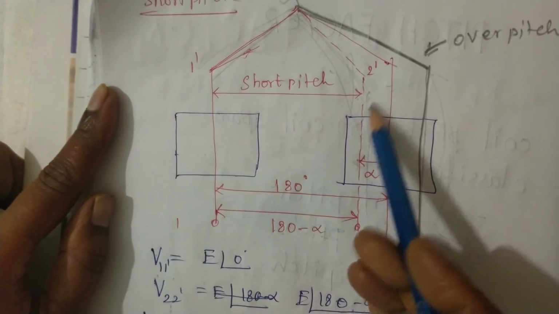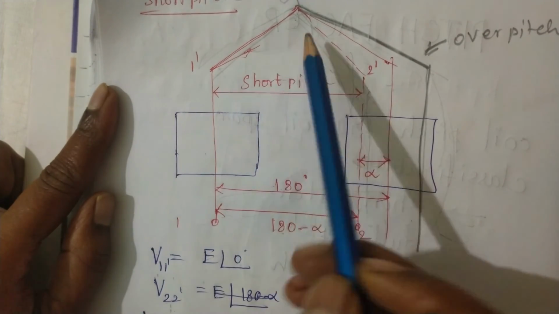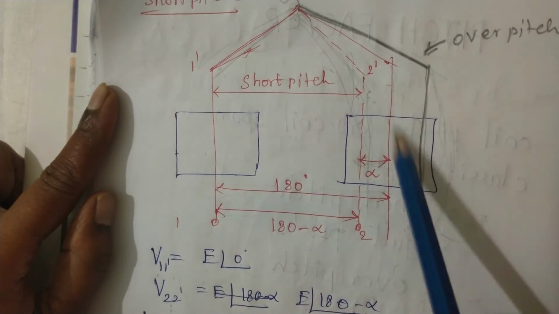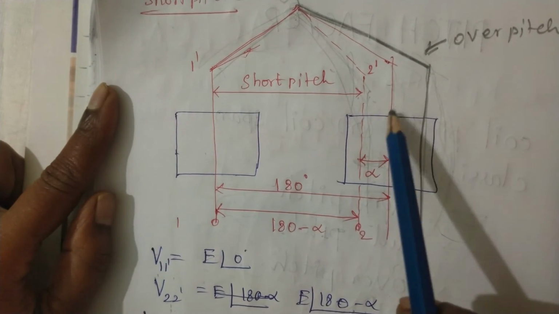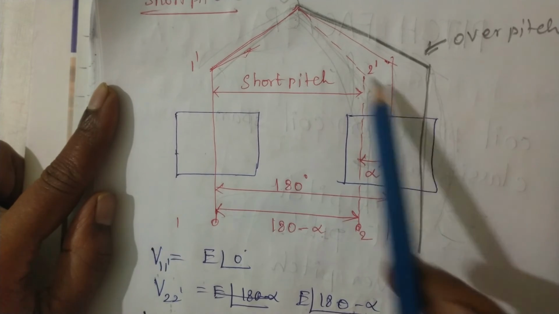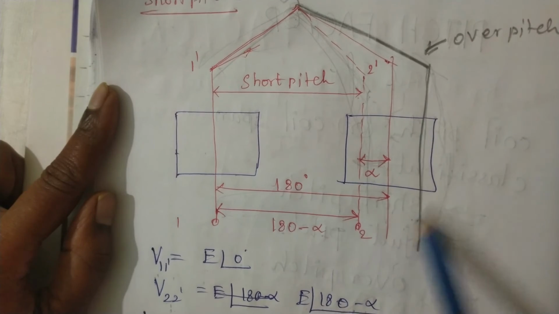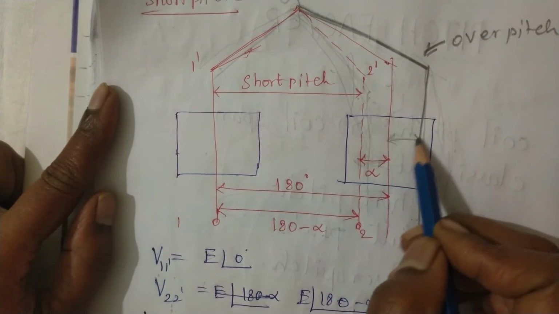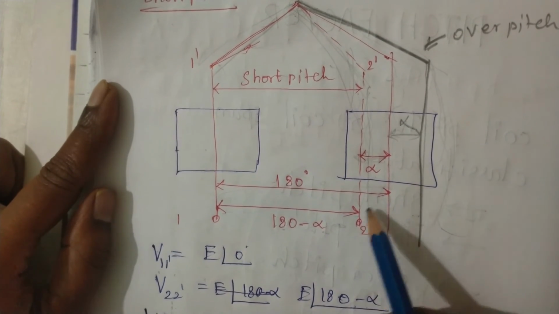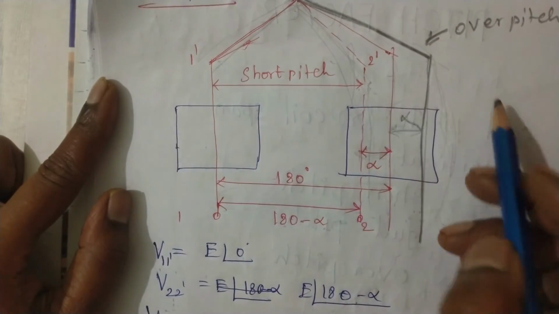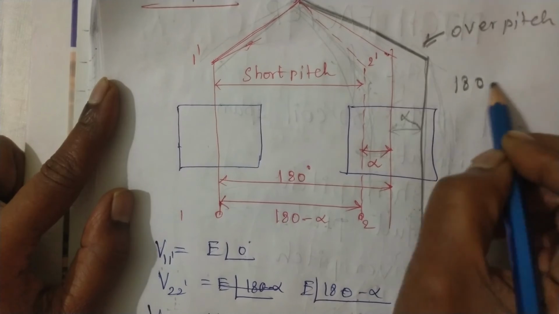see the diagram. Here the first conductor is here, and the second conductor I have drawn in black color line. Instead of lying 180 degrees apart, it is placed after some angle. That angle is nothing but alpha. So the total coil span in the over pitch is 180 plus alpha.